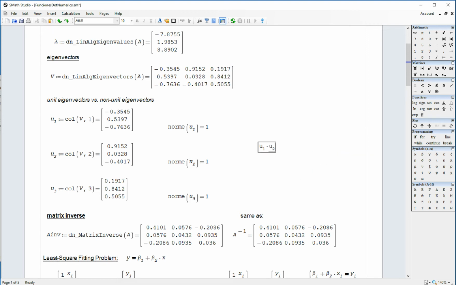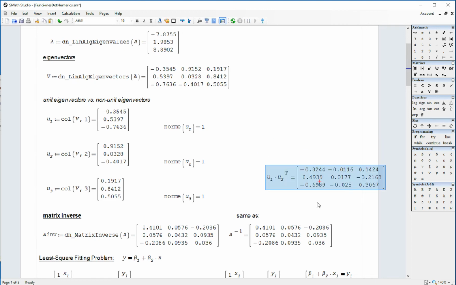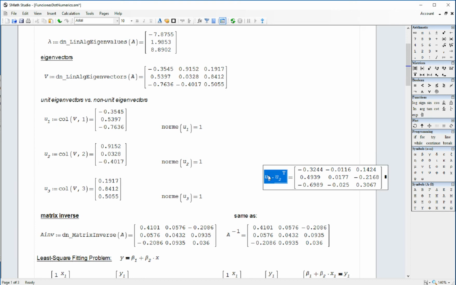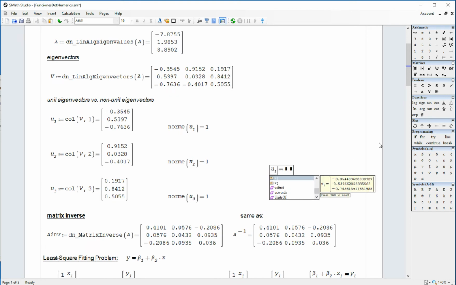I need to select the entire product. Let me try this: U1 dot U2 transposed. U2 has not been defined at that point, so I need to drag this down a little bit. Wrong way, sorry. It has to be U1 transposed multiplied by U2. That's the dot product. And that should be giving me 0. That's 10 to the minus 16. So that's what I wanted to prove: that for a symmetric matrix, the eigenvectors are orthogonal to each other.